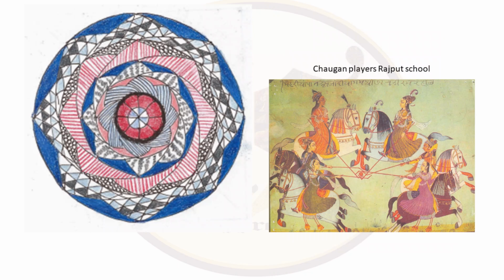Now radial balance, the first image has circular design in a circular composition. And if you want to take an example from syllabus, you can see Chaukan players of Rajput school. The center of interest is the ball, but the whole composition has a circular arrangement. The horses, the princesses and their maids playing polo, they are all composed in a circle.